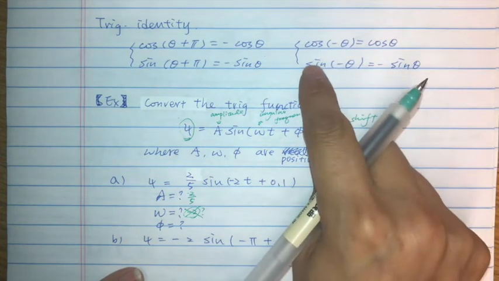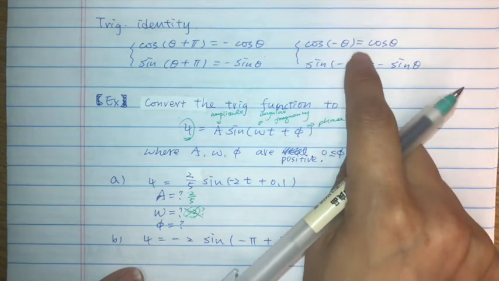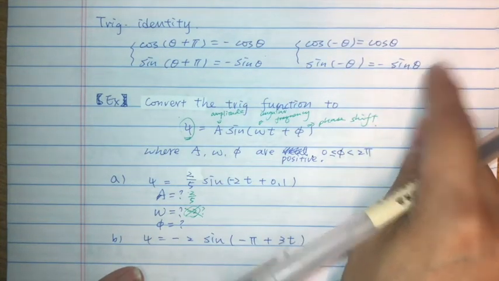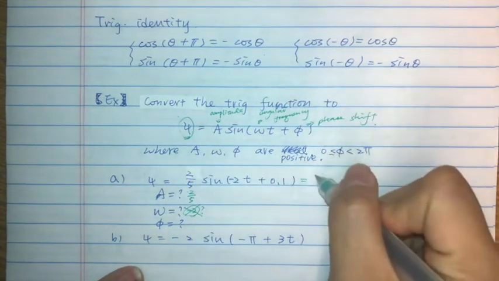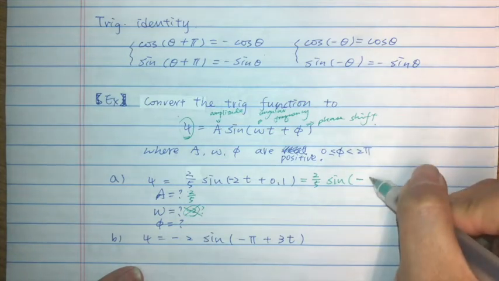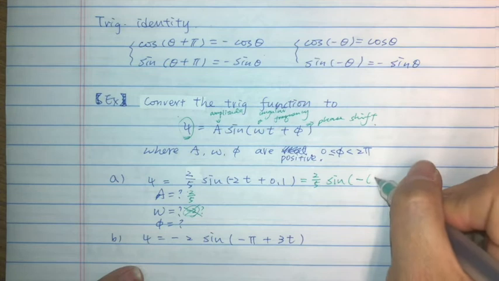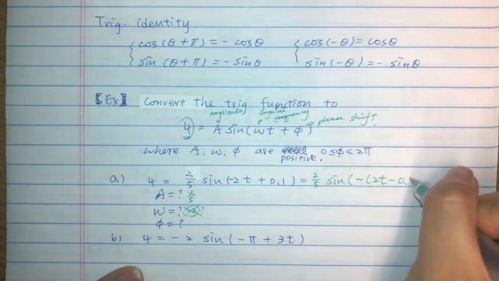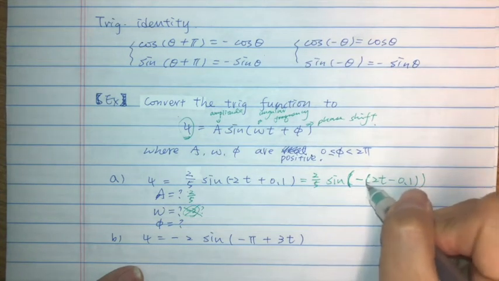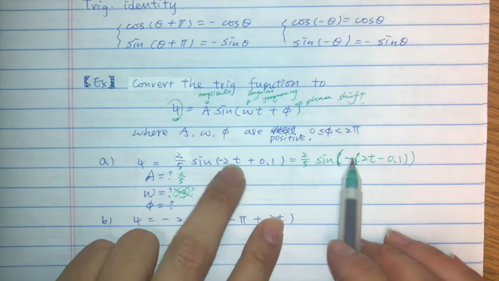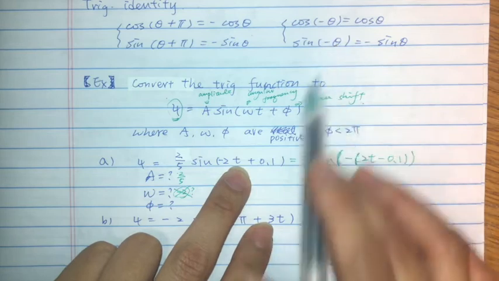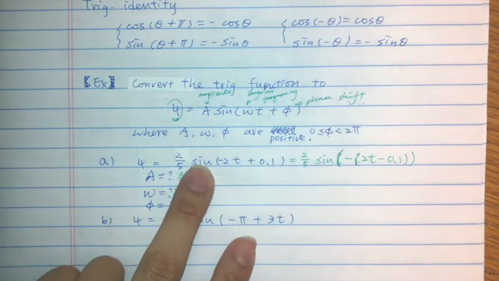This one tells me sine negative something equals negative sine theta. So I'm going to massage this equation a little bit. Negative 2t minus 0.1. Negative sign out. And try to massage this. Looks like this.